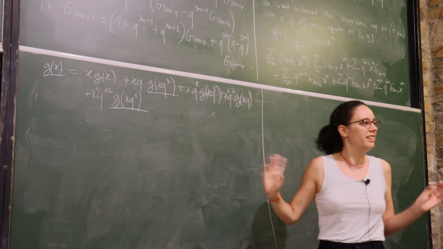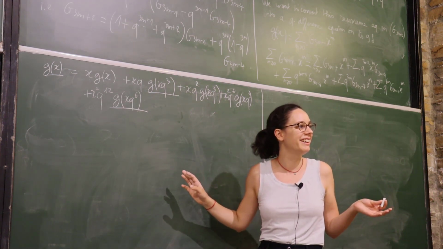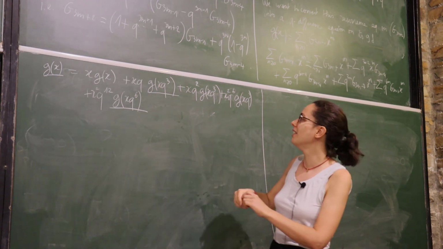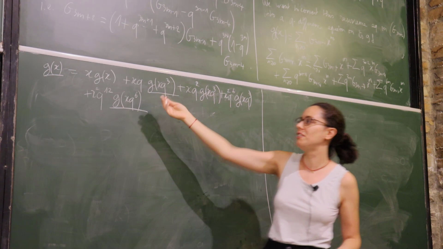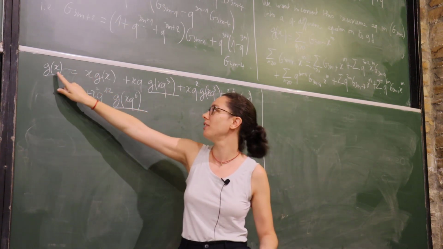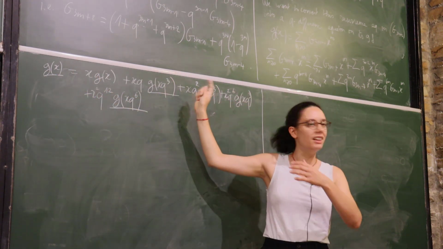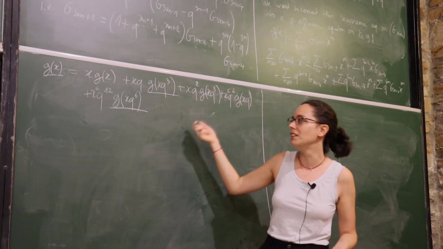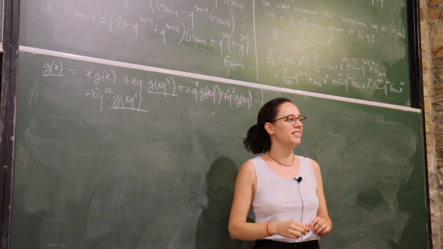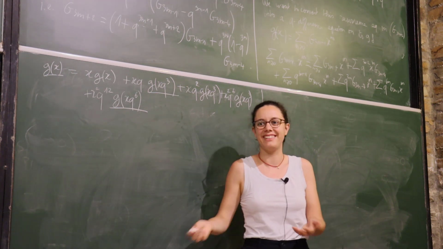Oh, that's just a definition. There is nothing to explain. Yes, this is just a function that relates g of x, g of xq to the third, and g of xq to the sixth. So that's three. I mean, I don't know how to explain a definition because it's just a definition.